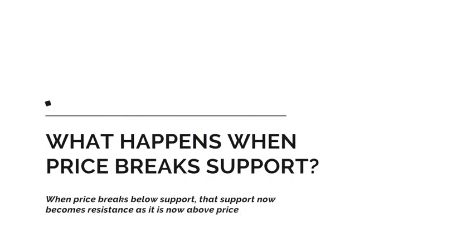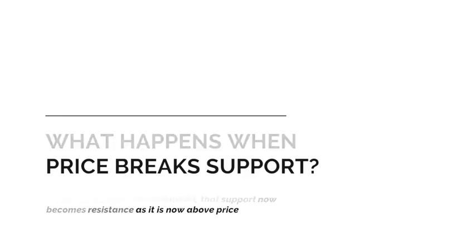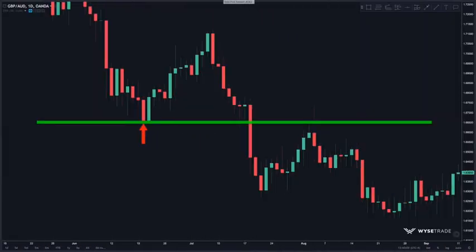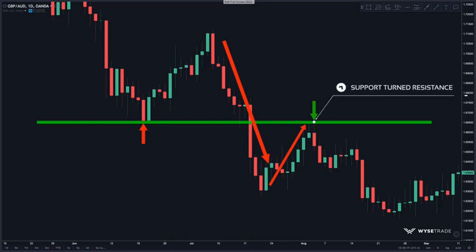Now, what happens when price breaks below support? When price breaks below support, that support now becomes resistance, as it is now above price. As you can see from this rejection, this is support. Price then breaks through this, making the support turn into resistance. Price then pulls back to this new resistance, retests it, and continues its downtrend.